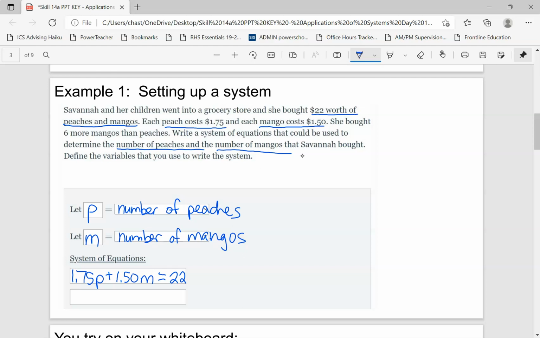We also know that she bought 6 more mangoes than peaches. Okay, so our number of mangoes is going to be the peaches that we got plus 6 more, because we know that there's 6 more mangoes than there were peaches. So our mangoes has to be 6 more than the peaches. And that's going to be our system of equations. Okay?